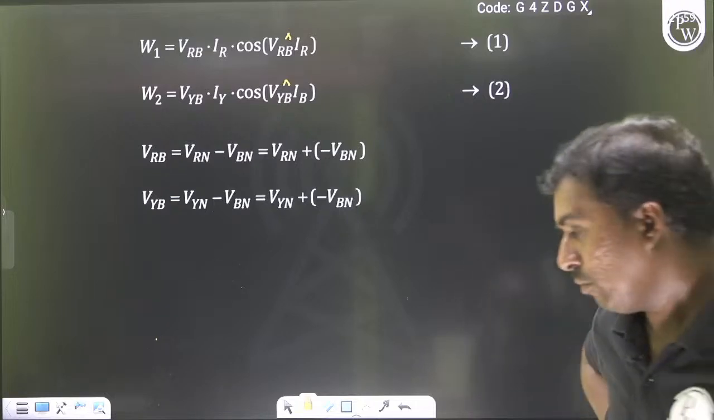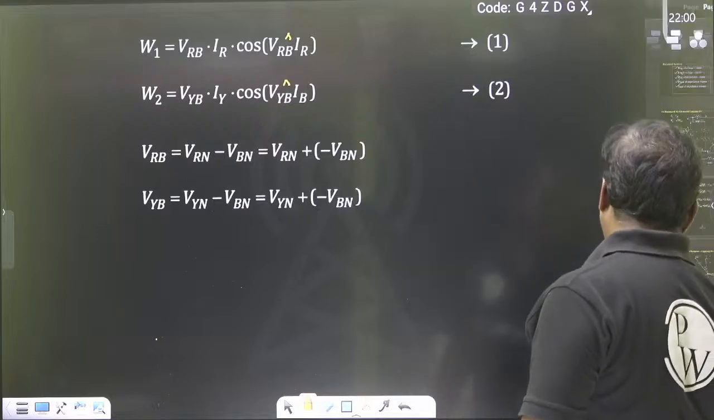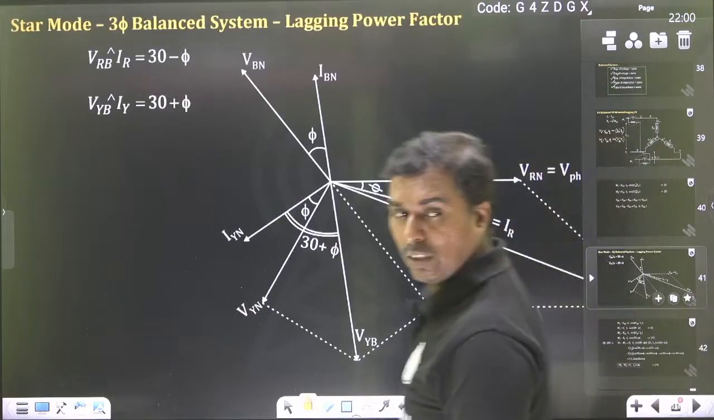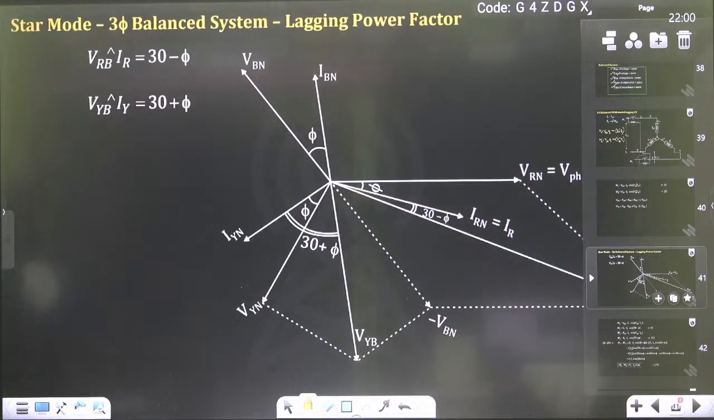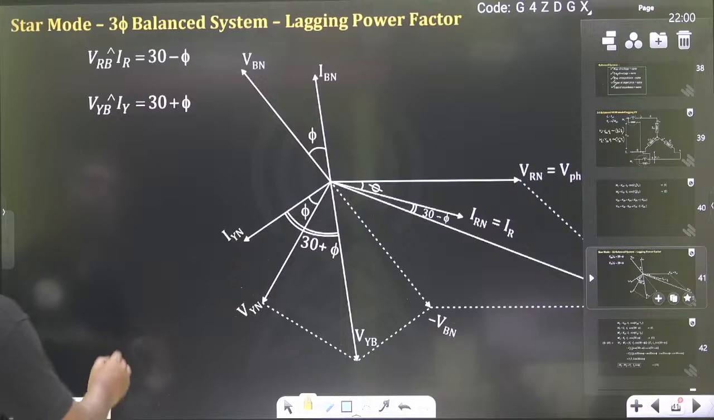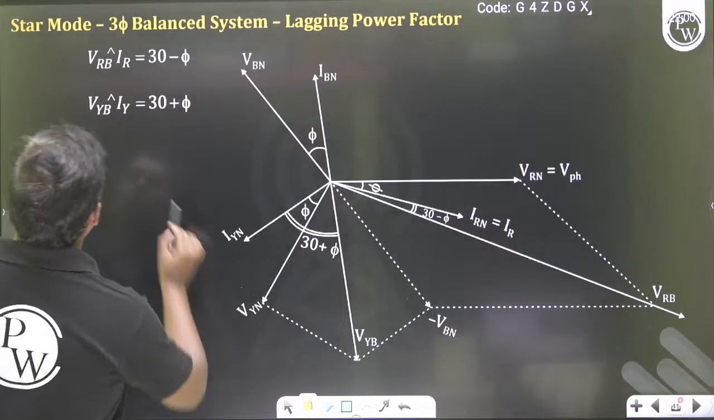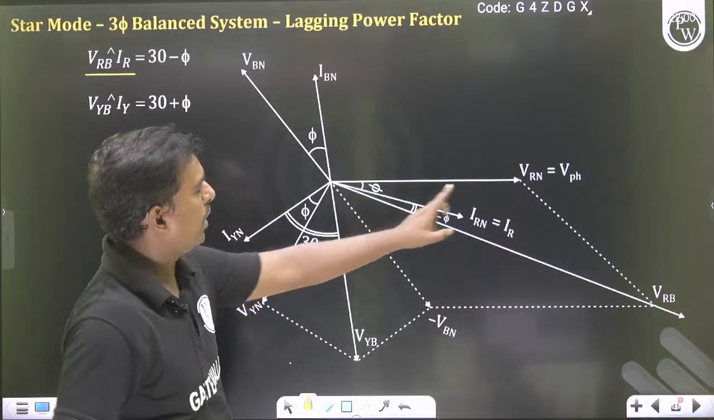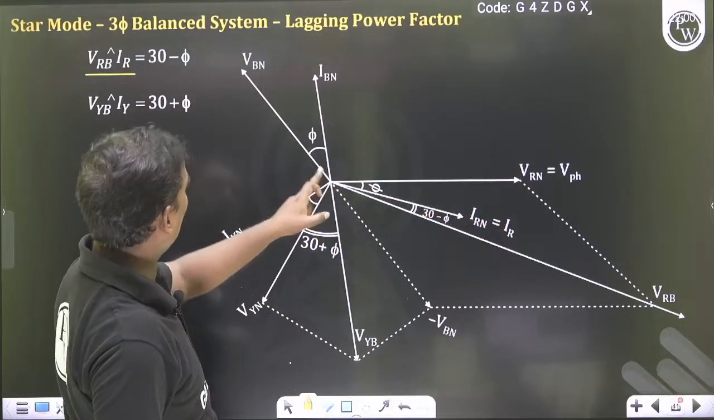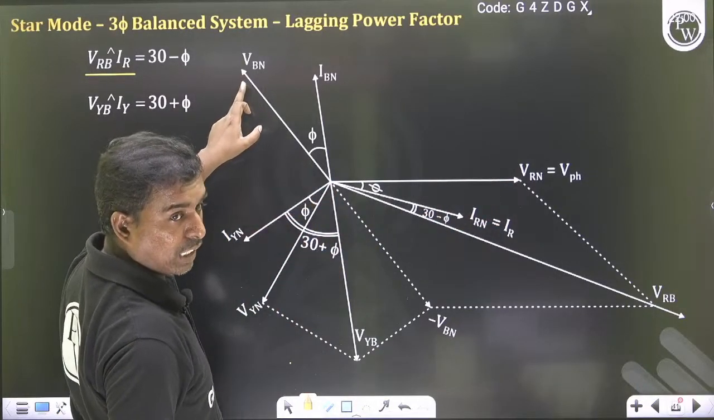ओके. सो अभी क्या करना है, उसका फेजर डायग्राम लिखना है. So first of all try to understand the phasor diagram. If you see the phasor diagram, so first of all I need the phase angle between VRB and IR. So for that I am taking the VRN, this is a VRN, this is a VYN and this is the VBN.